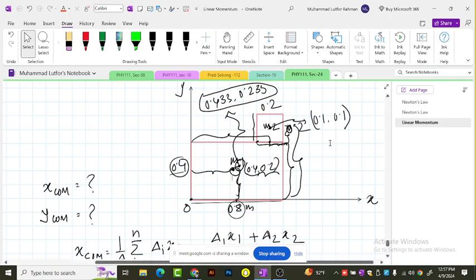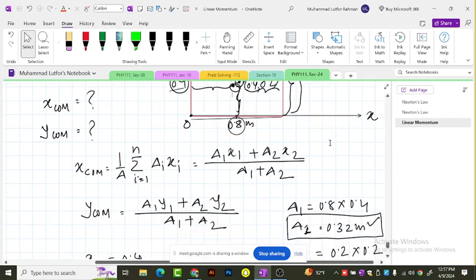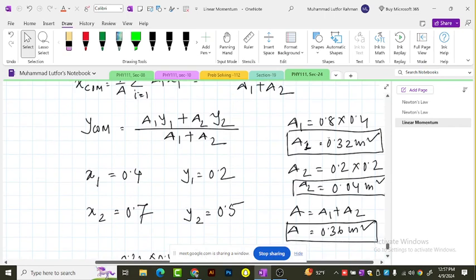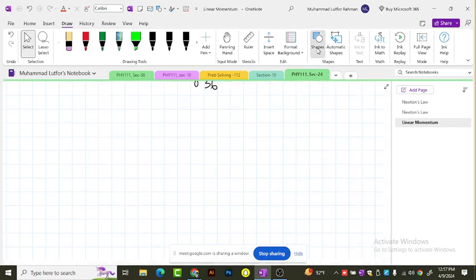Can I get 10 or 15 minutes extra right now? Sir, can you please explain why x2 is 0.7 meter? I didn't get that point. 0.7 meter is x, right? Okay, I'm going to draw it again for you.